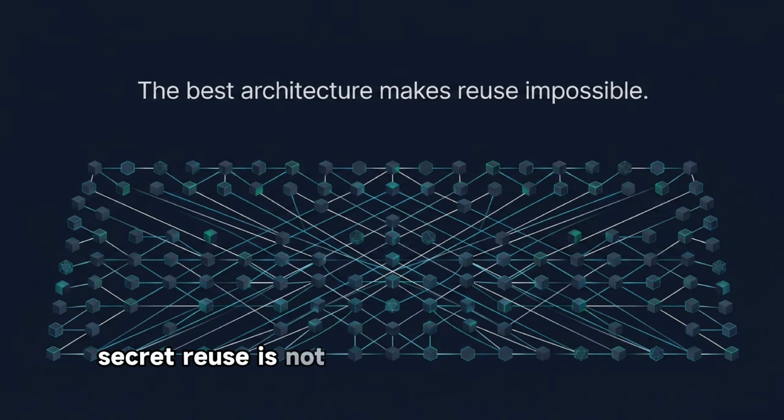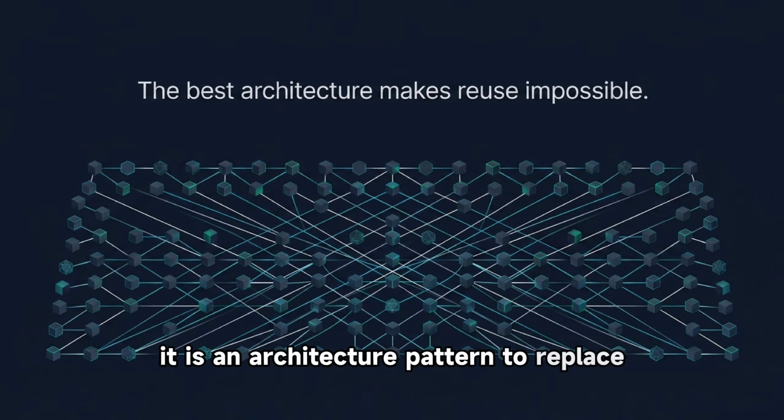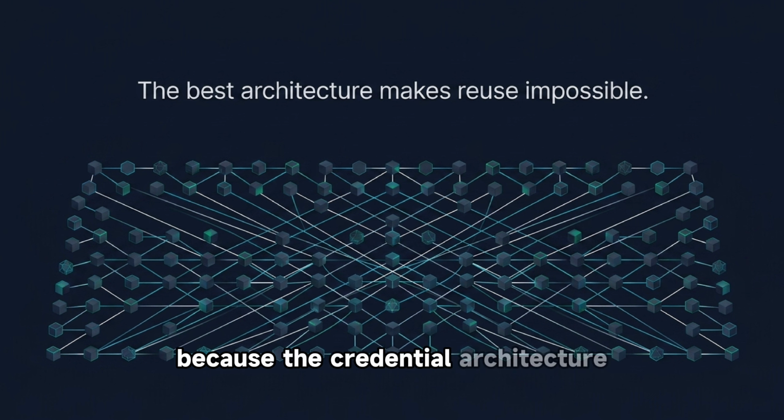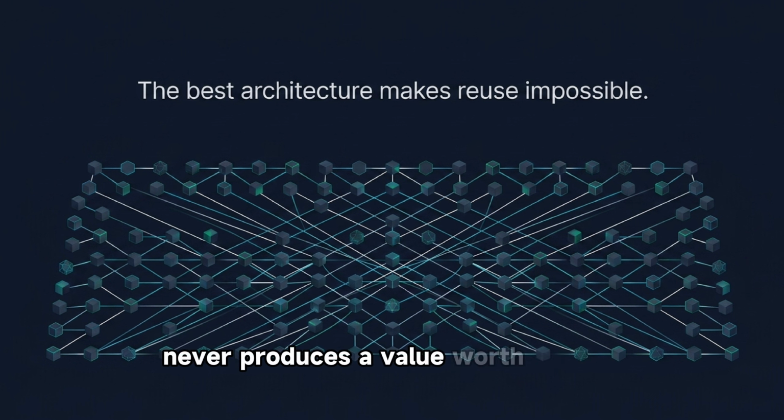Secret reuse is not a behavior pattern to correct. It is an architecture pattern to replace. The organizations that have the fewest secret reuse incidents are not the ones with the best credential hygiene policies. They are the ones that built systems where reuse is structurally impossible because the credential architecture never produces a value worth reusing.